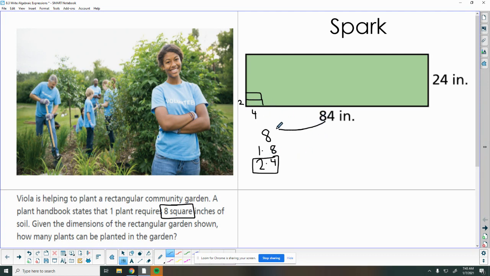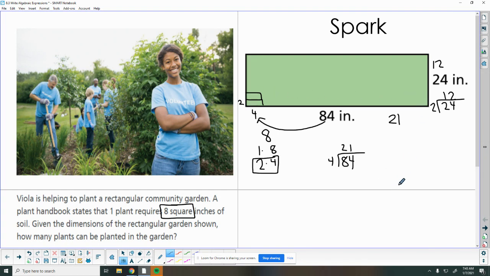I need to take 84 and cut it into 4 pieces. So 84 divided by 4 is 21. That means I can fit 21 rectangles going across. Then if I take 24 and divide it by 2 to see how many 2-inch rectangles I can fit up here, that goes in 12 times. So I can fit 12 rectangles this way. I'll have 12 going up, 21 going across.